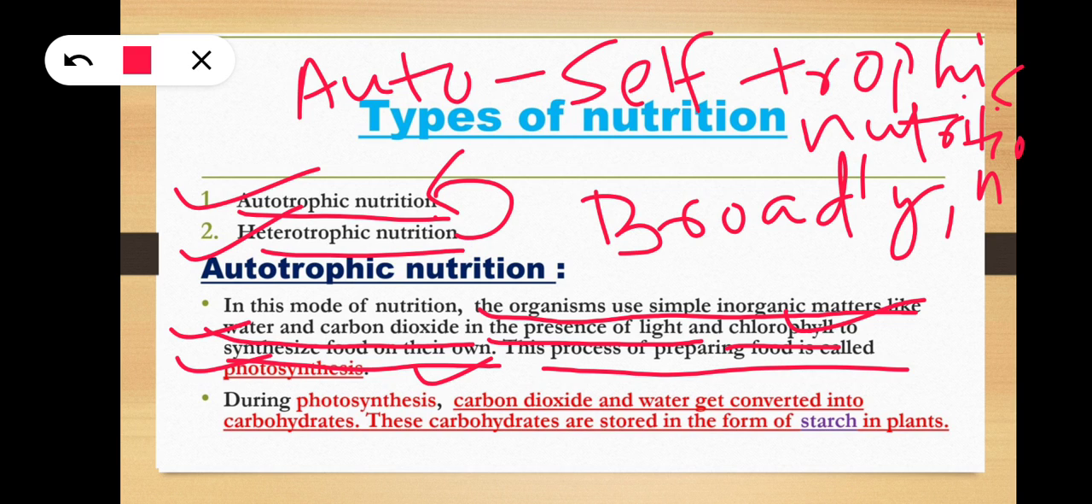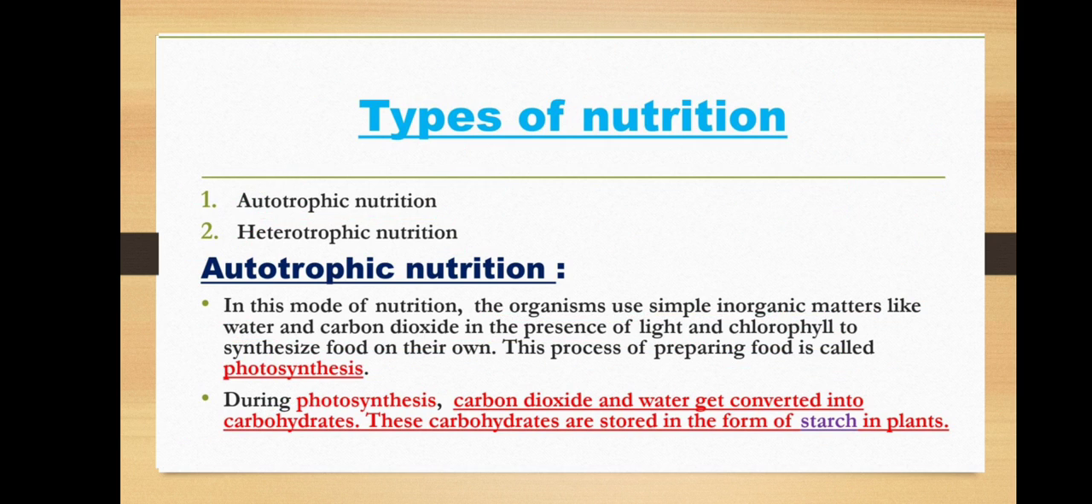So what actually happens in photosynthesis? During photosynthesis, carbon dioxide and water get converted into carbohydrates. These carbohydrates are stored in the form of starch in plants. So what does this starch mean?